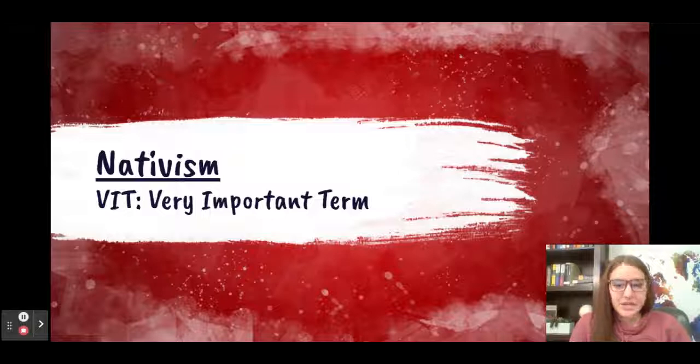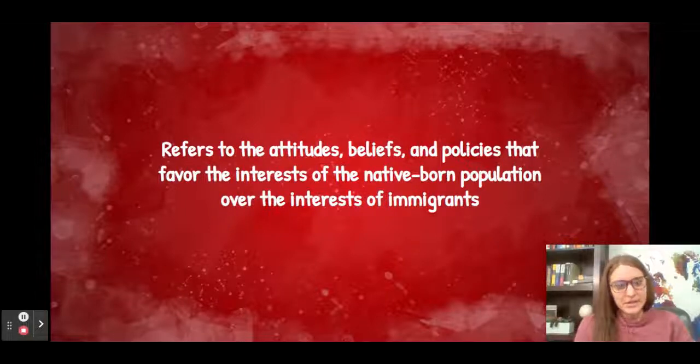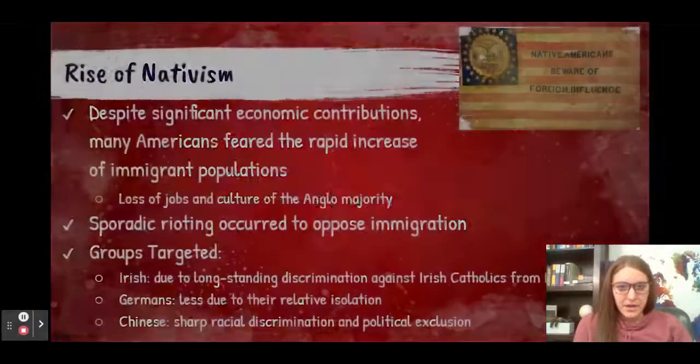In your APUSH curriculum, sometimes it's referred to as a nativist movement or nativist campaigns. But what it refers to is the attitudes, beliefs, and policies that favor the interests of the native born population over the interests of immigrants. So, in regards to American history, it's not to be confused with preferring Native Americans. It's preferring the white Americans who have been born in America.